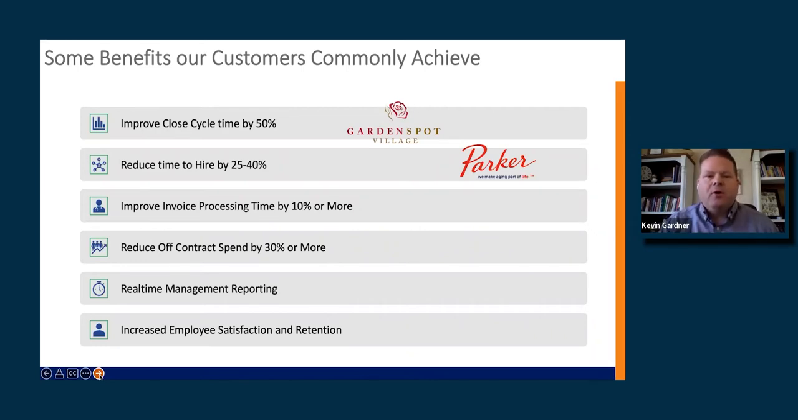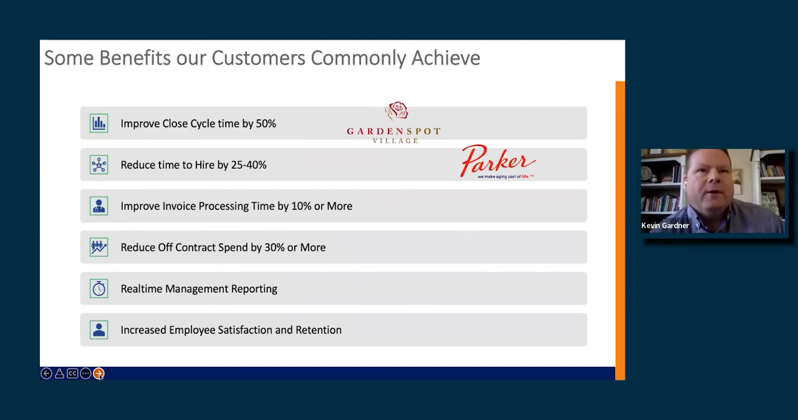Parker Life is another client that really was looking at driving their workforce. They had some challenges with growth. So they basically took their organization from 300 to 900 employees over a 2-year period. So they had this hyper growth. So reducing that time to hire was really important to them, and they were able to do that through leveraging some technology.